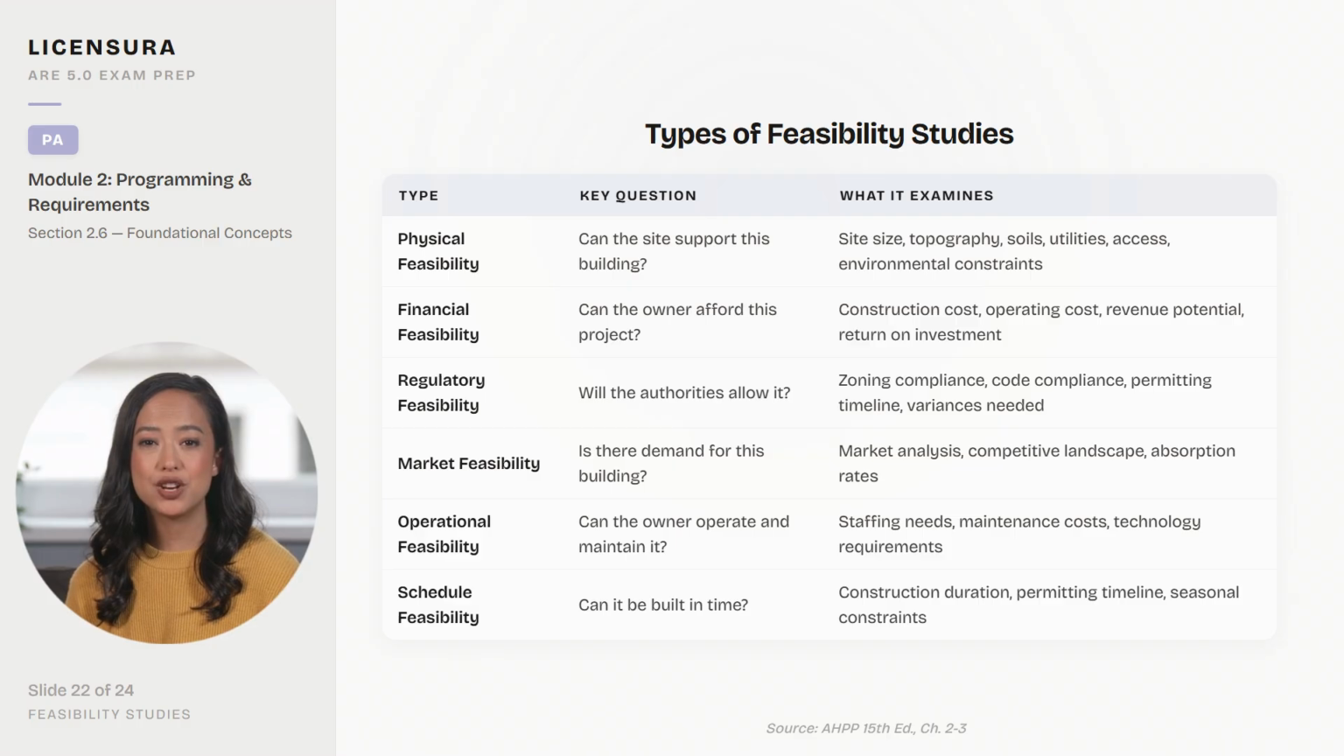The exam's favorite trap is presenting a project that passes 2 or 3 dimensions and asking if it's feasible. The answer is always no until all relevant dimensions are satisfied.